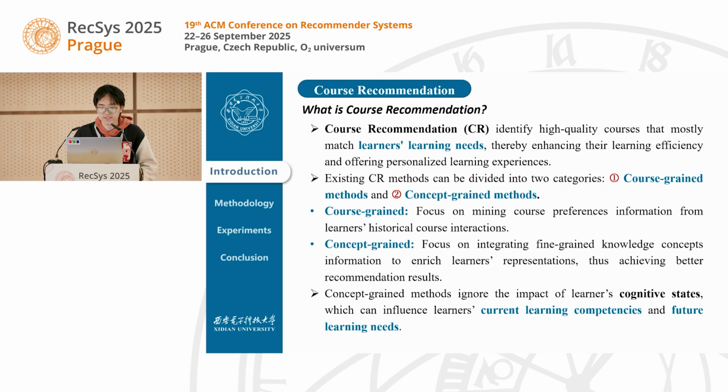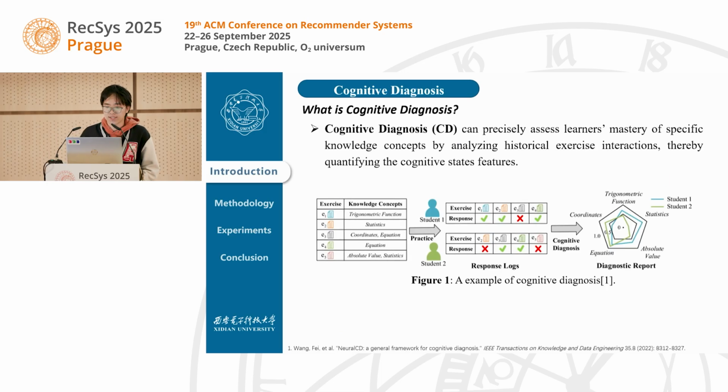But nowadays, concept grain methods ignore the impact of the learner's cognitive states, which can influence learners' current learning competencies and future learning needs. What we call cognitive states, as shown in the figure right now, are the different kinds of abilities that help learners learn more knowledge from the courses.